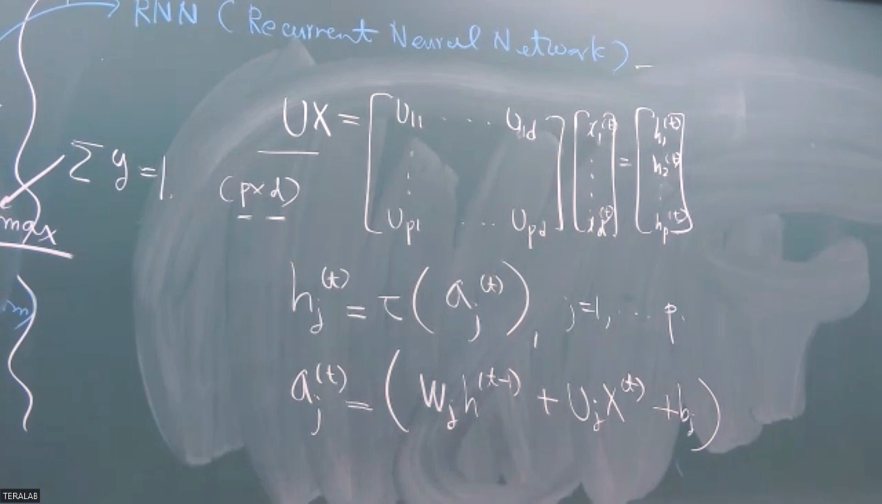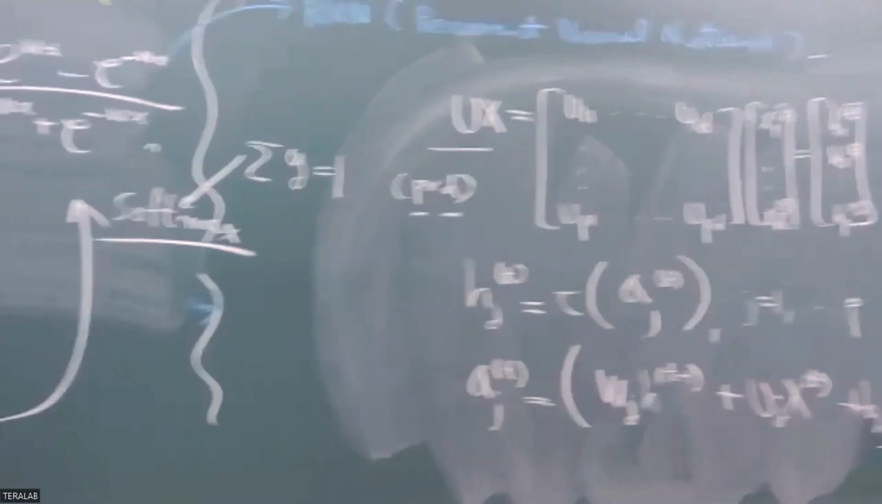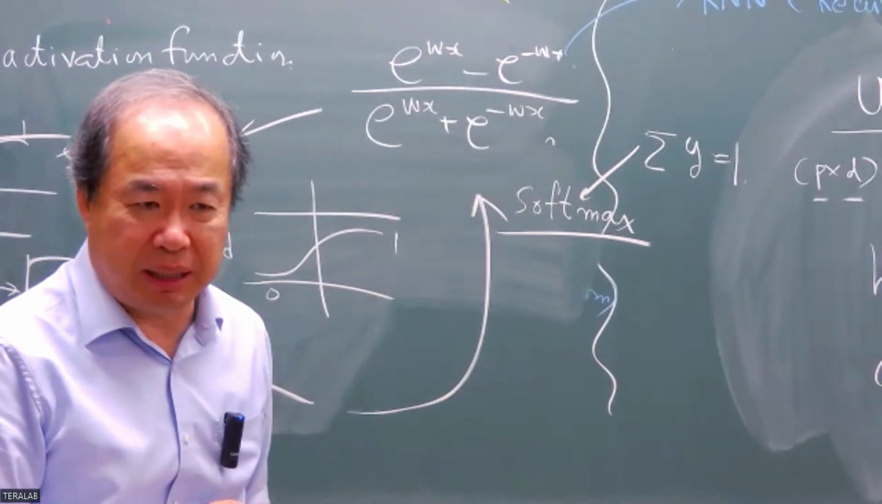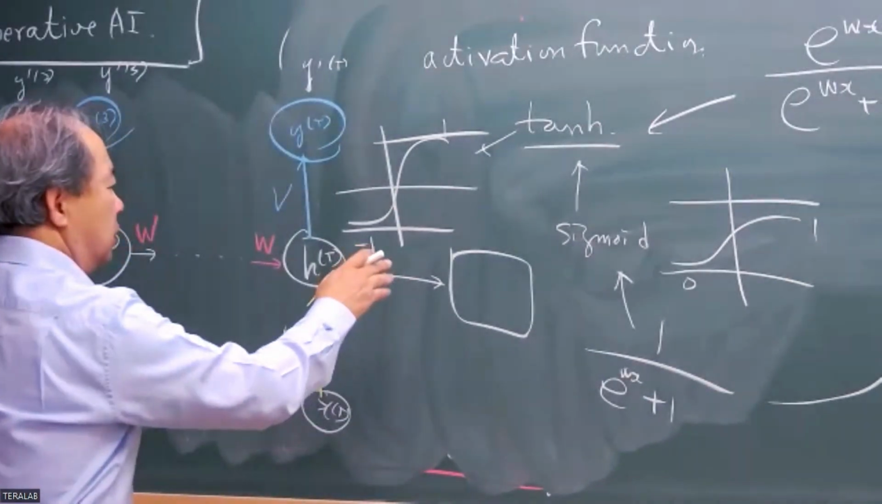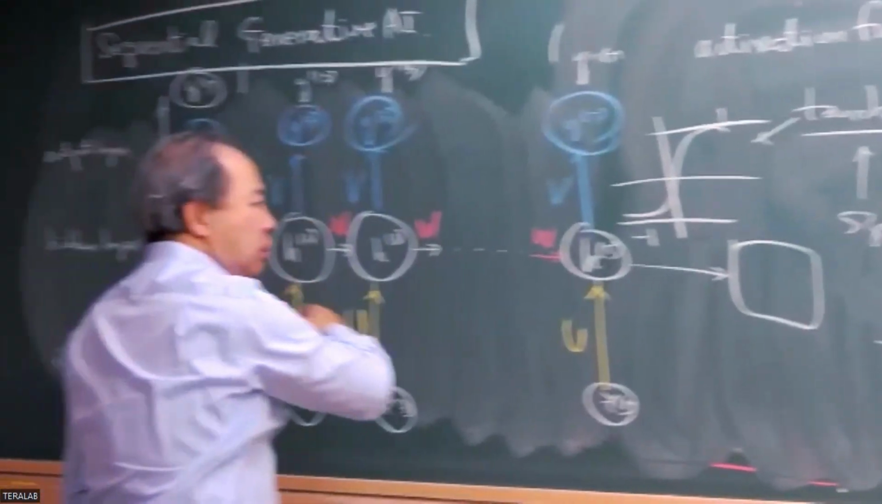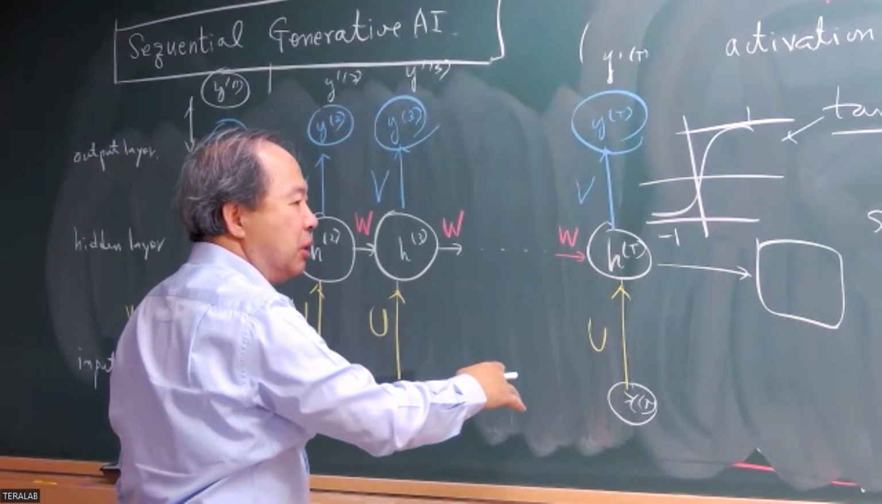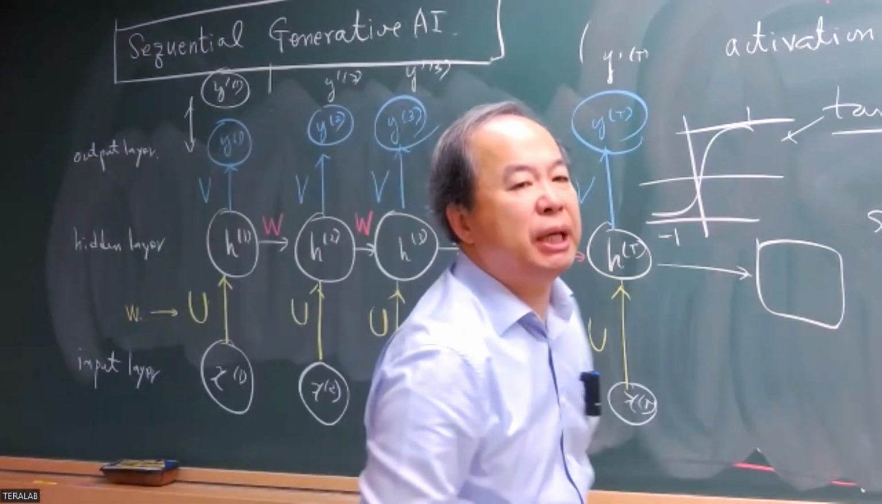I'm sorry, this is a little bit complicated mathematical representation, but the meaning is not that difficult to understand. I'm just trying to express this whole RNN architecture as a form of equation.